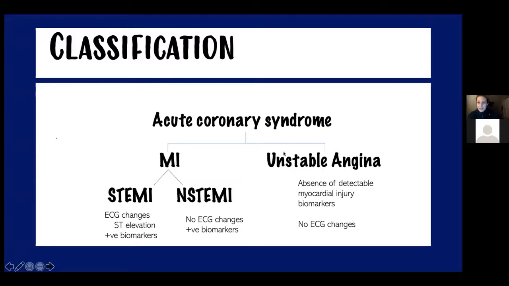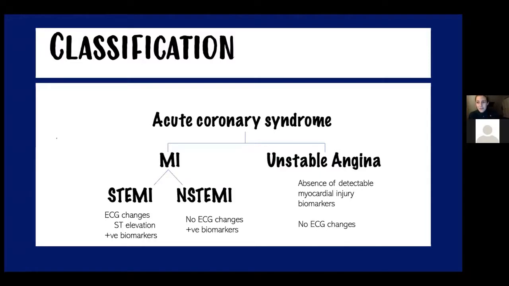The way we classify ACS is either as an unstable angina or a myocardial infarction, and then they're classified based on both the ECG changes, so are there any present, and what biomarkers have been shown in blood tests. Your STEMI, which is your ST elevation myocardial infarction, is the presence of ECG changes showing that ST elevation, and then positive cardiac biomarkers. Most of the time that will be troponin. So I'm just going to refer to it as troponin for this teaching session.